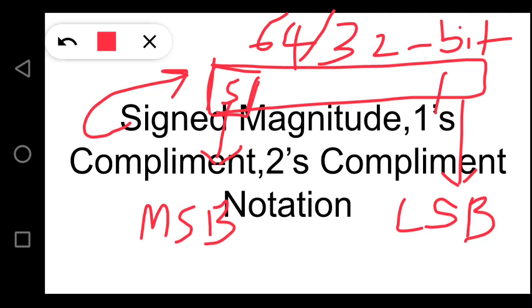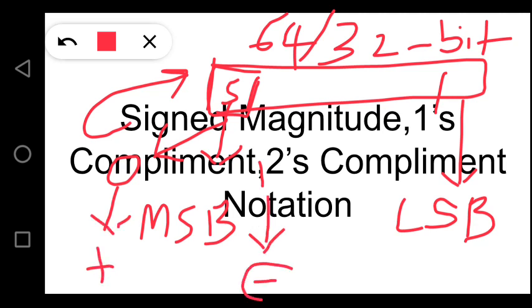So the sign bit can have two values, 0 or 1. 0 indicates plus sign, 1 indicates minus sign. So 0 indicates plus sign. So in the sign bit place, that is at MSB place, if we have 0, it is a positive number. In the place of sign bit, if the value is 1, then it represents a negative number.